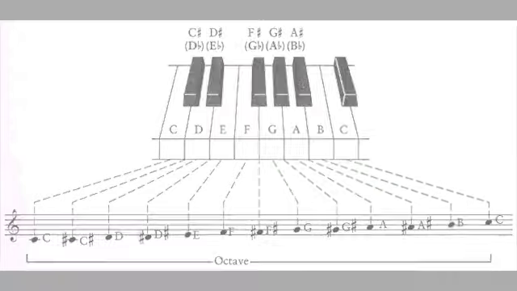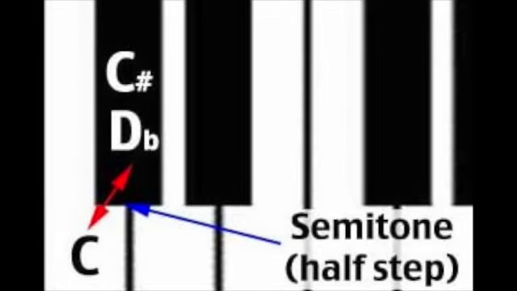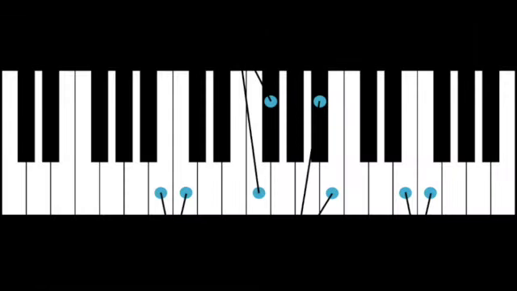The smallest interval is the half step, or semitone, which is the distance between any 2 successive notes of the chromatic scale. Step is a name for small interval. On a keyboard, a half step is the interval between the closest adjacent notes. The distance from E to F is a half step. So is the distance from F to F sharp, G to A flat, and so on.